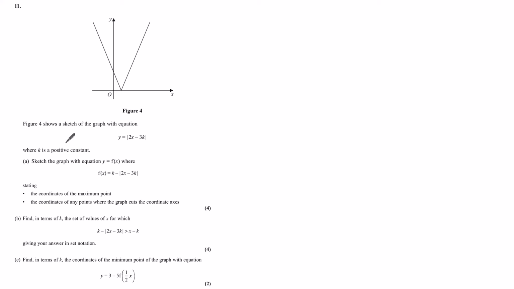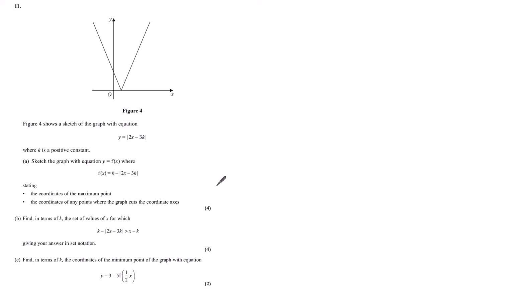Question 11. Figure 4 shows a sketch of the graph with equation y = |2x − 3k|, where k is a positive constant. Part A: sketch the graph with equation y = f(x), where f(x) = k − |2x − 3k|, stating the coordinates of the maximum point and the coordinates of any points where the graph cuts the coordinate axes.